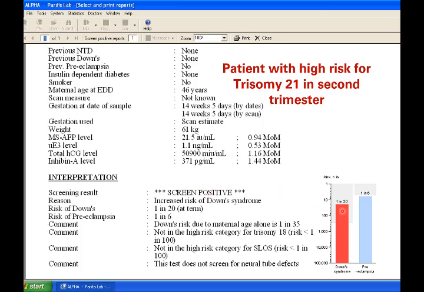So let's look at this red bar here. The risk is 1 in 20 for Down syndrome. So with this result, we have to perform amniocentesis and either karyotype or FISH to confirm the results in order to do pregnancy termination. The cutoff for Down syndrome is 1 in 250 according to the Ministry of Health in Iran. So in each country, the cutoffs may vary according to the population.